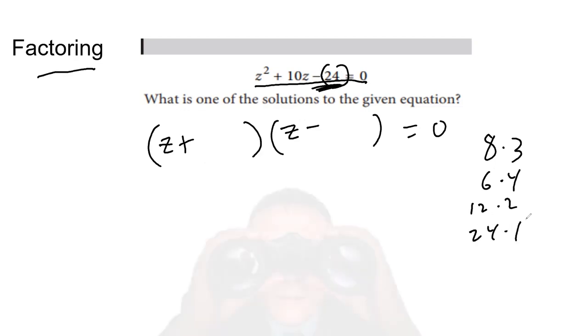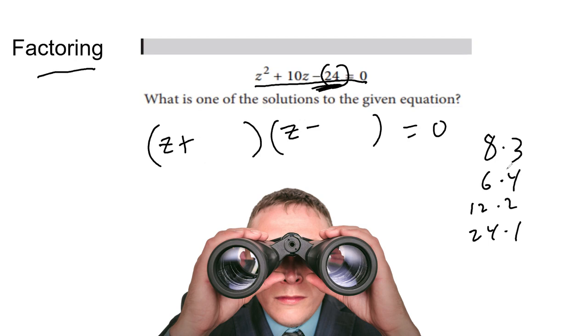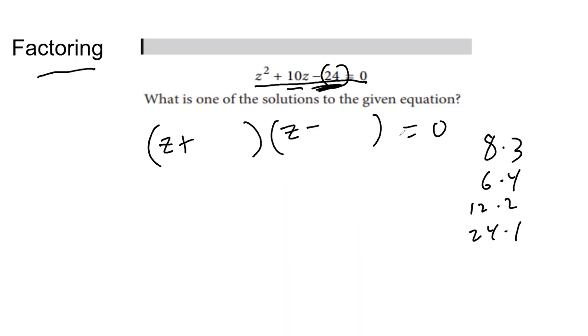Now, here's what you're trying to look for. What can you add or subtract in order to get 10? That's the only way it's going to work because that's how it happens when you multiply two binomials together. 8 times 3 is 24, but 8 and 3 can't give you 10, either by adding or subtracting. So knock that out. 6 and 4 can, because 6 plus 4 gives you 10, so that might work. 12 and 2 works, so you can subtract, so that works. 24 and 1 can't get you 10, so cross that out.